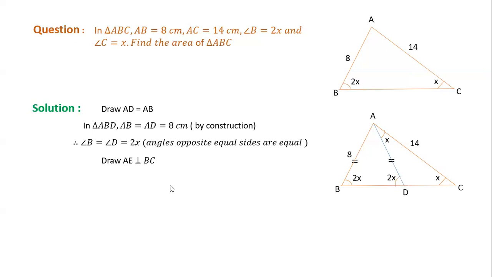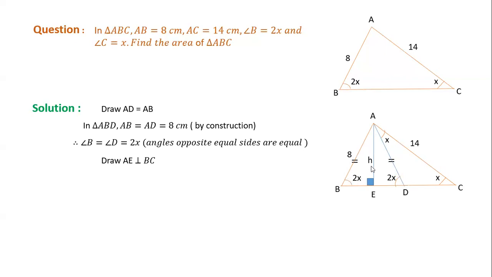Now, draw AE perpendicular to BC. So this is your perpendicular line. Name the foot E, and that is perpendicular there. I show this with a 90 degrees angle. And let us name this AE as H. So this is the height of the triangle.